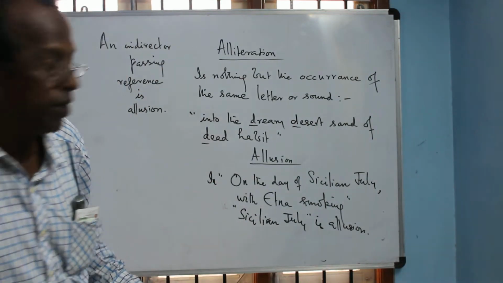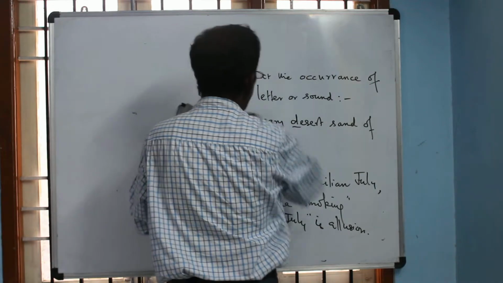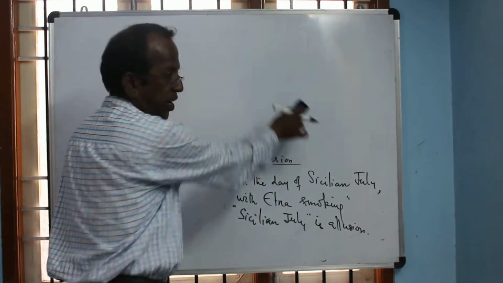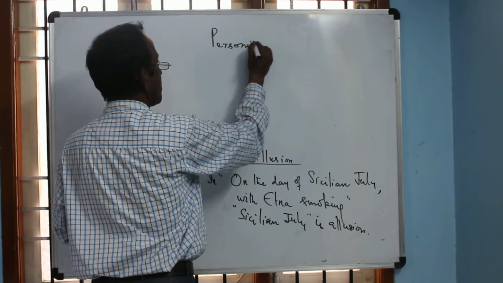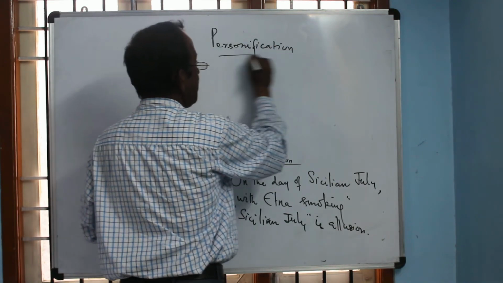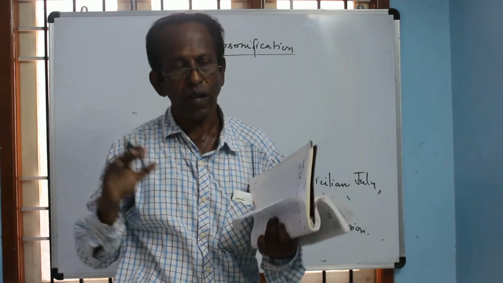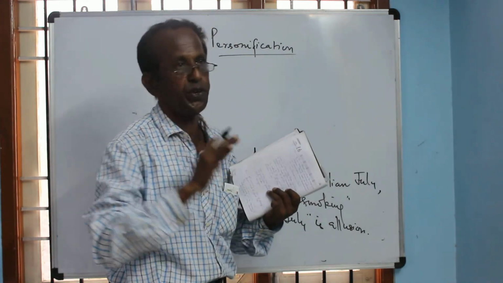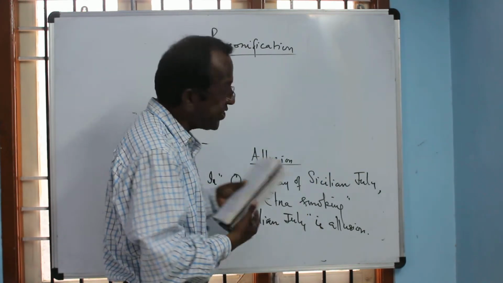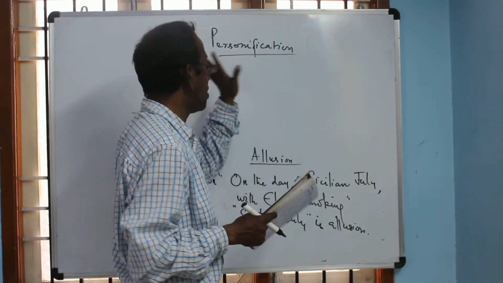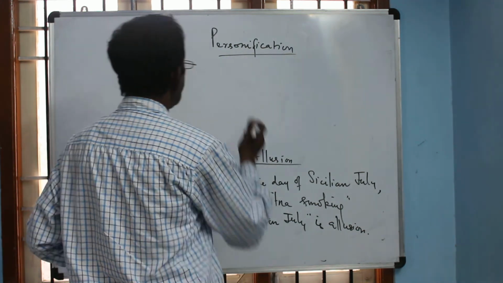Next, personification. We shall go for personification. We have finished alliteration and allusion also now. What is actually personification? Something which is not a human, you are going to make that entity into a human. That which is not a person you are going to personify. That is personification. For instance, you take this particular line: How beautiful you are.